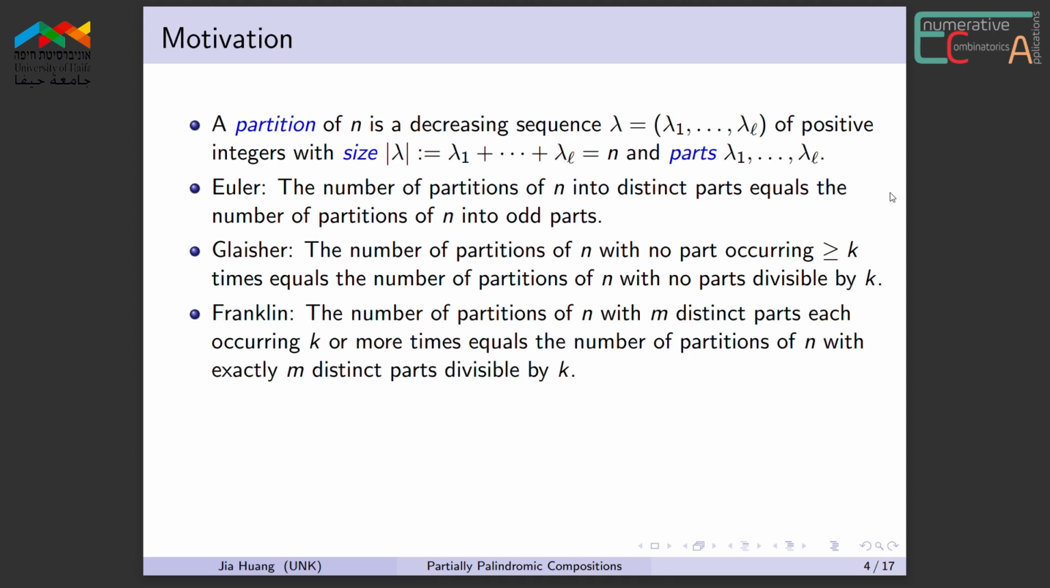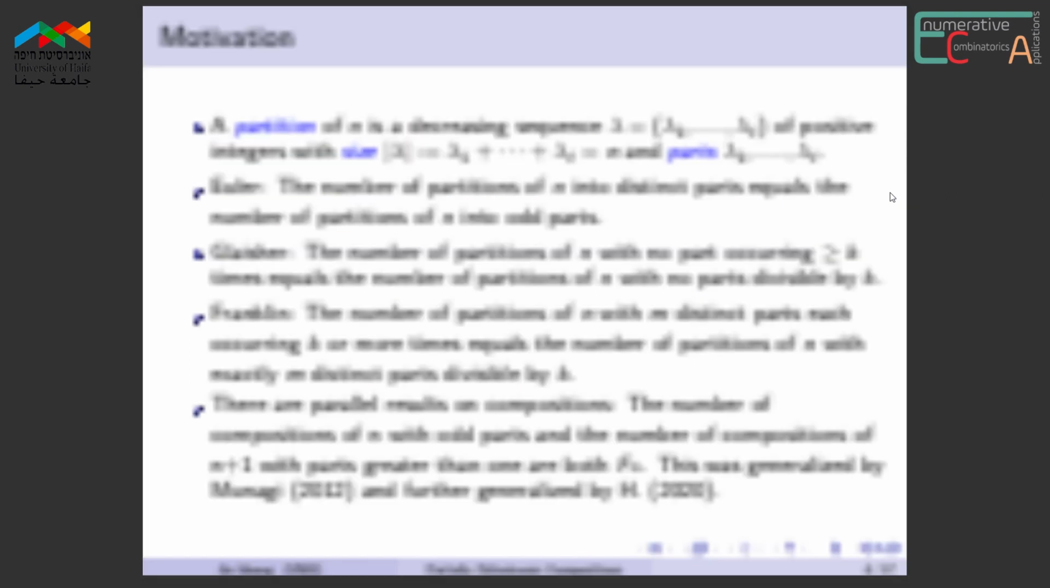Now there's a further generalization by Franklin that says the number of partitions of n with m distinct parts, each occurring k or more times, equals the number of partitions of n with exactly m distinct parts divisible by k. So taking m to be 0, you can recover Glaisher's result. The way they generalized Euler's result is similar to how we want to study partially palindromic compositions.